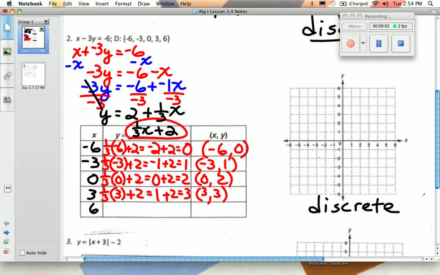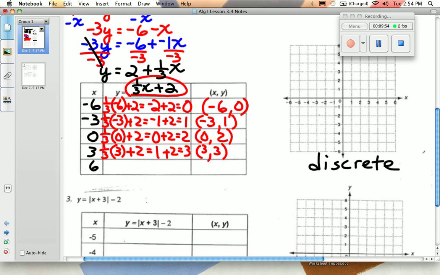What's our pattern? The y's are going up by 1. Are the x's only going up by 1 this time? They're actually going up by 3, aren't they? So the x's are going up by 3 as the y's go up by 1. So there is that pattern. This next one is 6, so we're thinking the next y value will be what? 4. Okay.